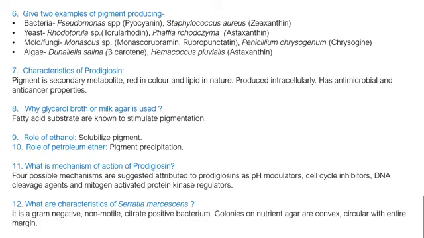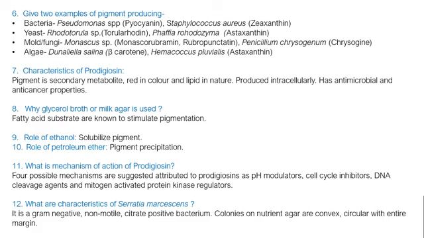Then next is what is the mechanism of action of prodigiosin. So according to the research, there are four possible mechanisms which are suggested attributed to the prodigiosins: pH modulators, then cell cycle inhibitors, DNA cleavage agents, and mitogen activated protein kinase regulators. Okay, so these are some mechanism of actions of this pigment.